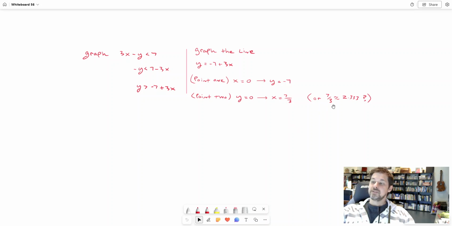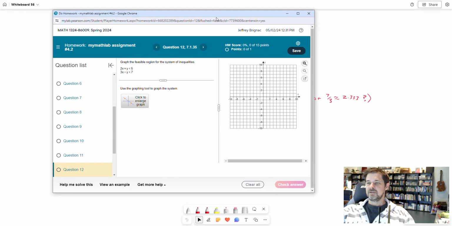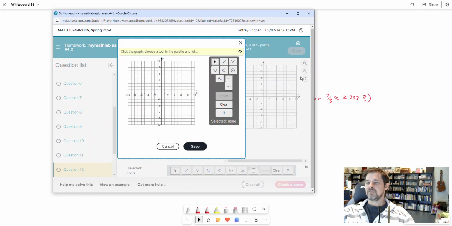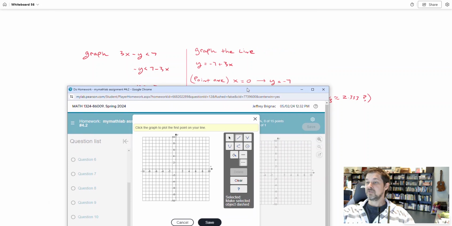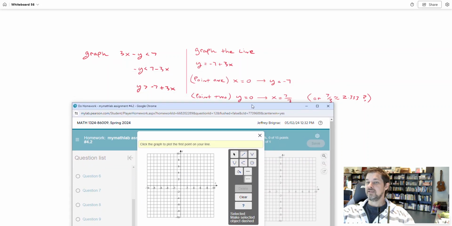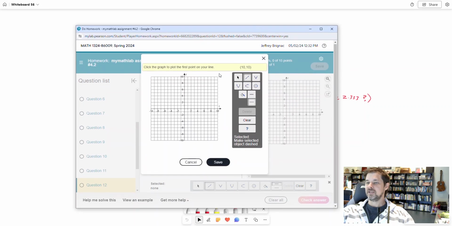Now, whether we use 7/3 or 2.333, let's see if that matters. Okay, so I'm going to graph this using the graphing tool. I'll select line. I'll make it dashed because it is a strict inequality. It says y is greater than -7 plus 3x. And I need to select my 2 points. I'm just going to select them and then I'll move them around the way that I want. So I've got my 2 points on there. So let me just edit them.